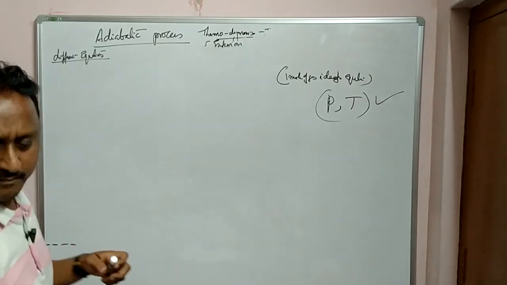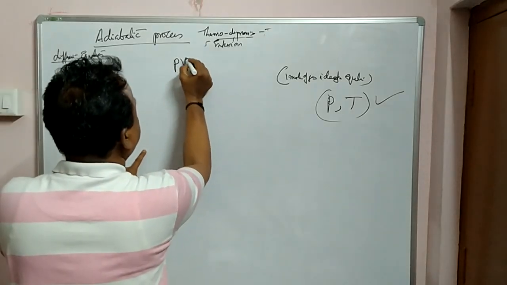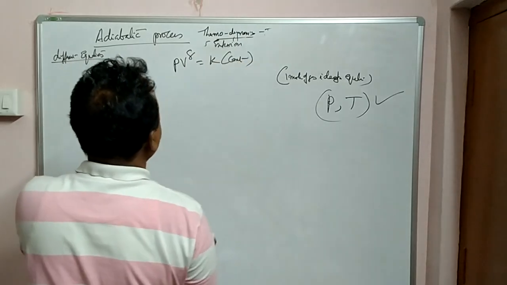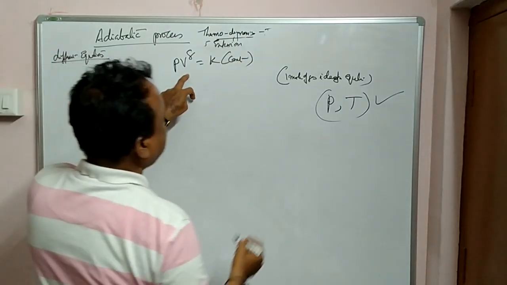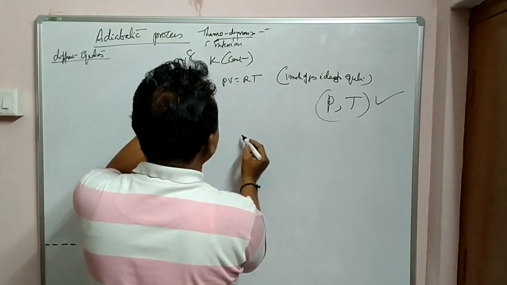Let us write in another form, that is in terms of volume and other things. See, same thing, PV to the power of gamma is equal to constant. Now I will change this one. We know for 1 mole of gas, the equation is PV is equal to RT.